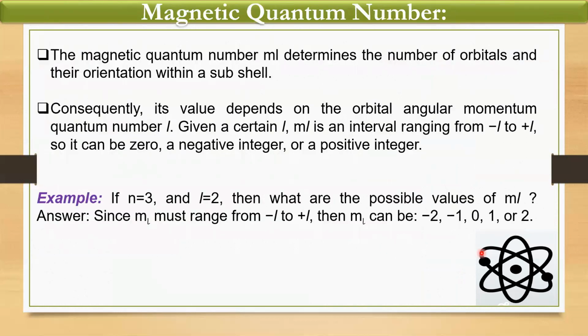Next comes the magnetic quantum number. The magnetic quantum number ml determines the number of orbitals and their orientations within a subshell.